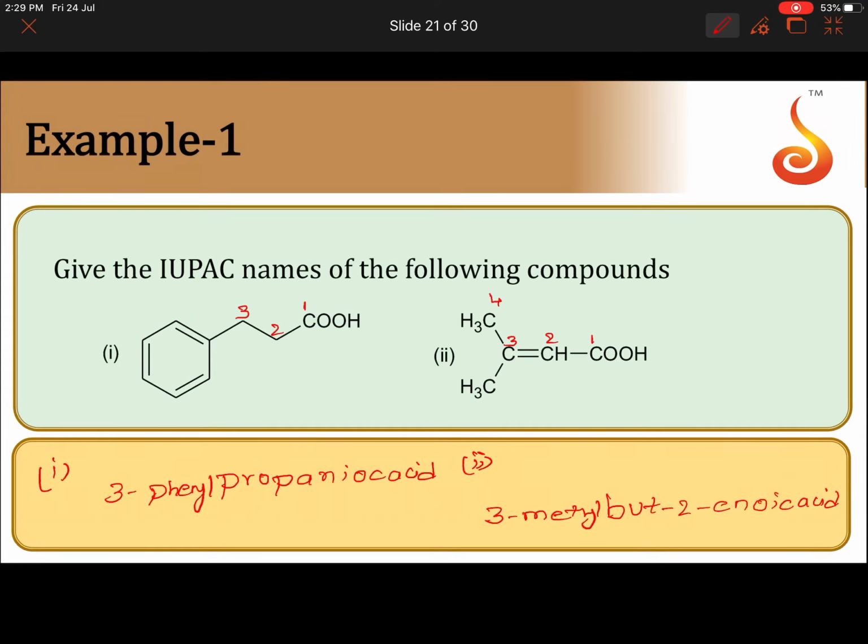So the first compound is 3-phenyl propanoic acid. Second compound is 3-methyl but-2-enoic acid.